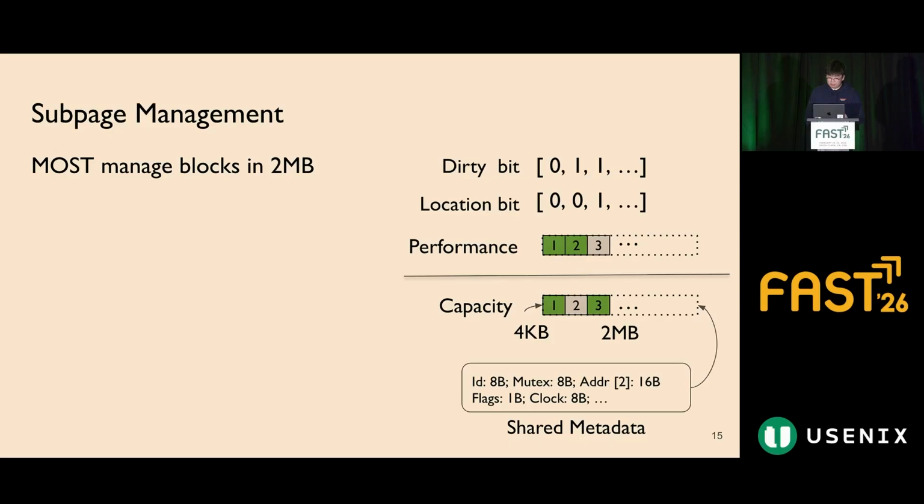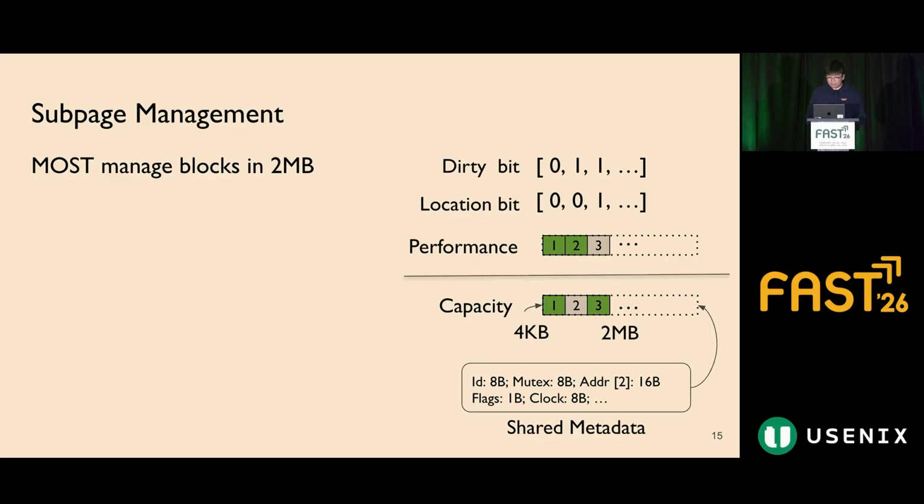So we use 2 extra bits per page to keep track of their position. In the right diagram, we can see 3 pages with different status. Sub page 1 is clean with 2 copies. Sub page 2 is dirty with one valid copy on the perform tier. And sub page 3 is dirty with a valid copy on the capacity tier. So by doing so, we have 2 benefits.